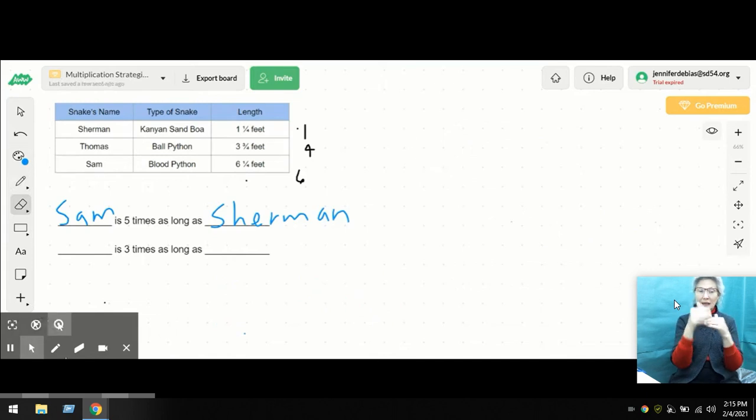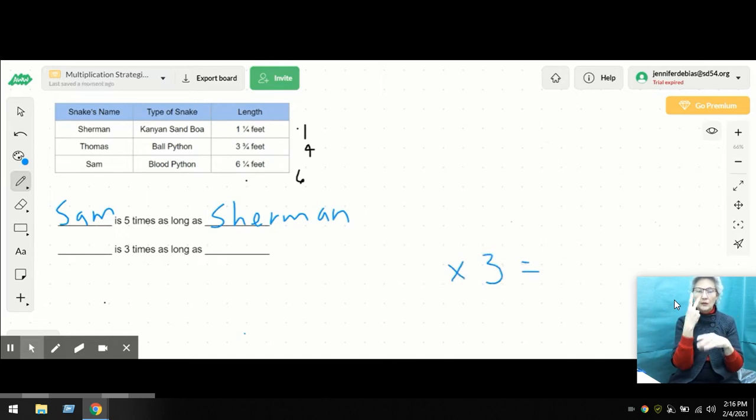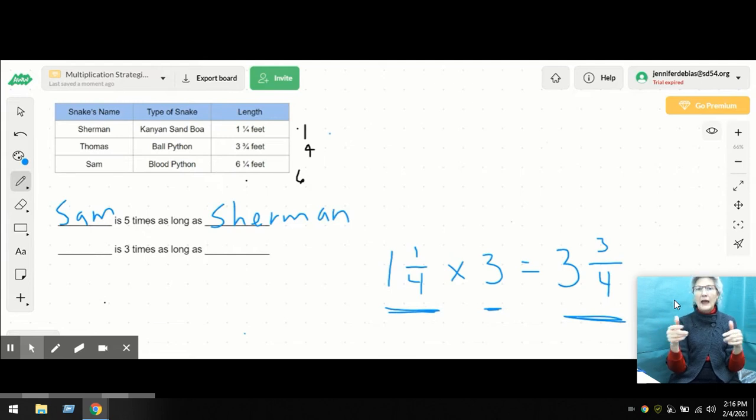Okay, so on our next one, we're doing one of the snakes times 3 equals the length of another snake. So looking at these numbers, what makes sense? 1 1/4 feet times 3 3/4 feet. That could make sense, right? Because I'm looking at my estimates, 1 times 4. So let's try that. Okay, so 1 1/4 feet times 3 equals 3 3/4 feet, right? Because the length of one of the snakes is 3 times as long as the other snake. So let's give that a try.